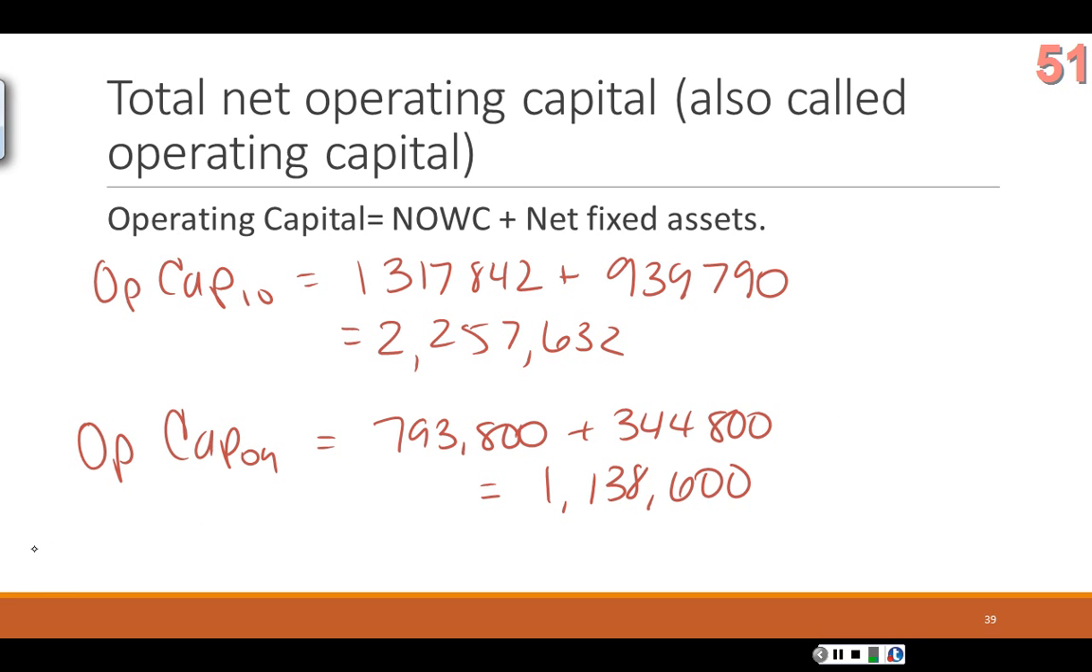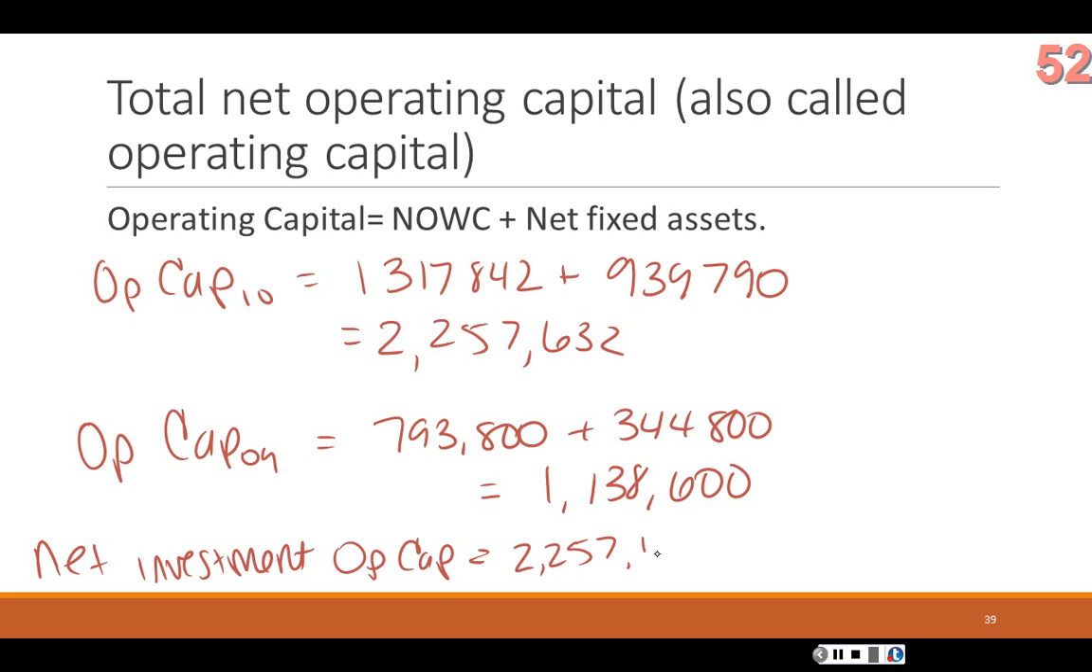So the net investment in operating capital is equal to our current year, $2,257,632, minus the 2009, $1,138,600, to give us our net investment in operating capital of $1,119,032. So now we have all of the inputs necessary to calculate free cash flow.